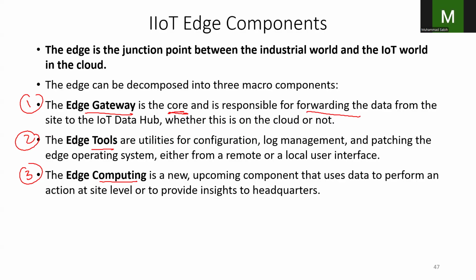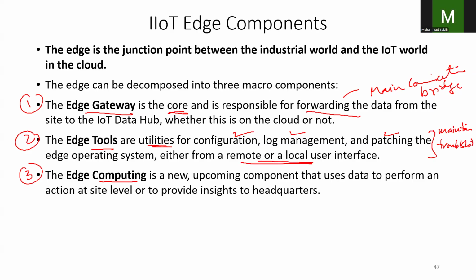We can say that this is the main communication bridge for the edge. Then comes the second component, which is edge tools. These are simple utilities which are used to configure, manage logs, apply system updates, or patch the operating systems. They help maintain or troubleshoot the edge environment locally and remotely. So we should be able to do it both ways.